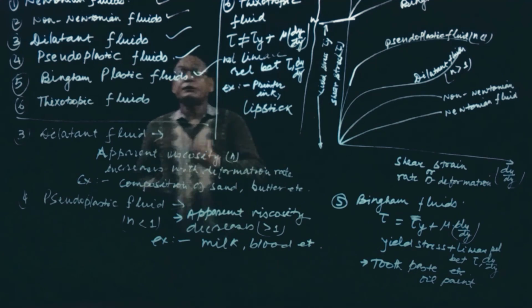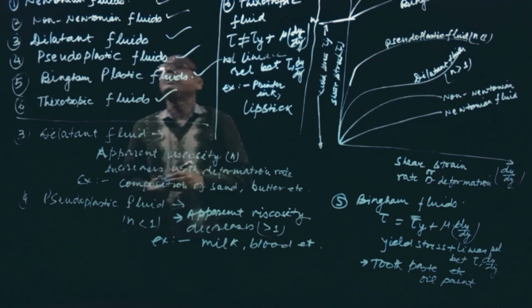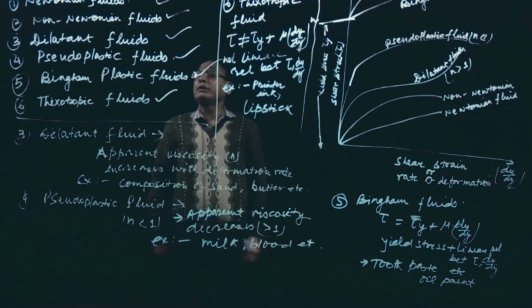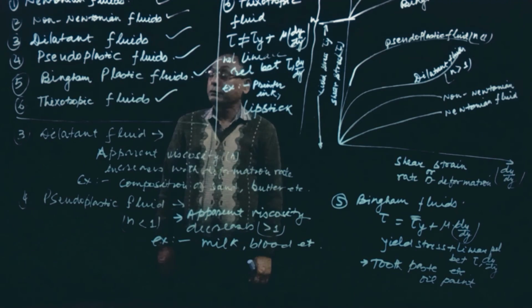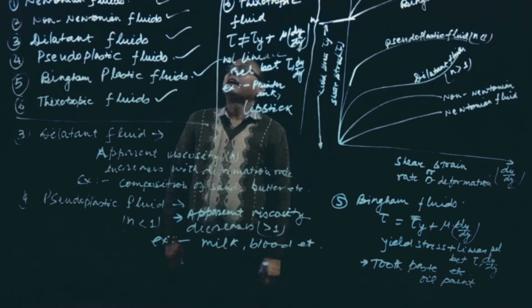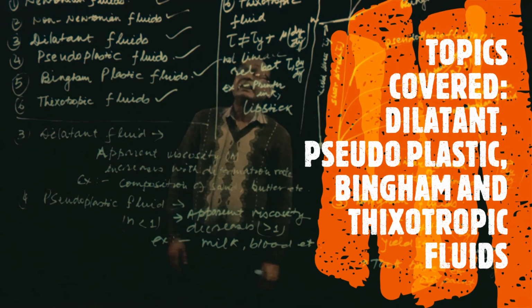So, in this way I have completed the types of fluid: Newtonian, non-Newtonian, dilatant fluids, pseudoplastic fluids, Bingham plastic fluids, and thixotropic fluids. The rest of the things, that is fluid properties, I will discuss in the next class.